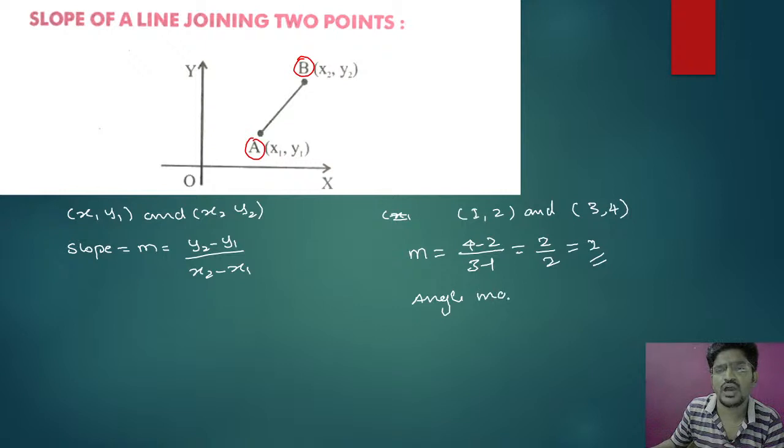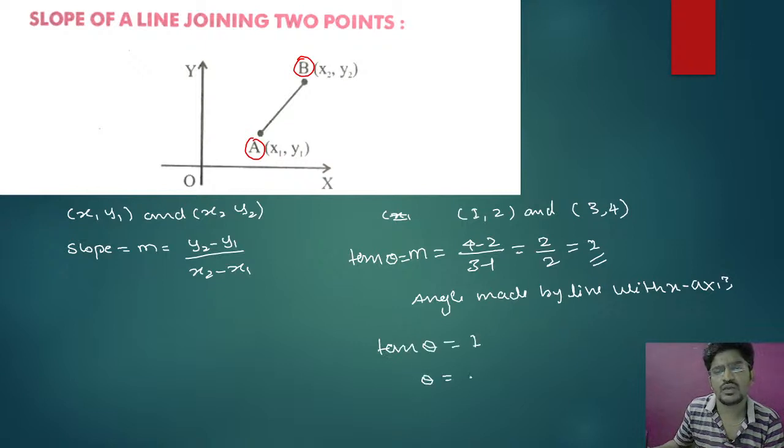Angle made by line with x-axis. That you can see here, tan theta equal to m. So therefore, if tan theta equal to 1, theta will be equal to 45 degree. That is the angle made by the line with x-axis.